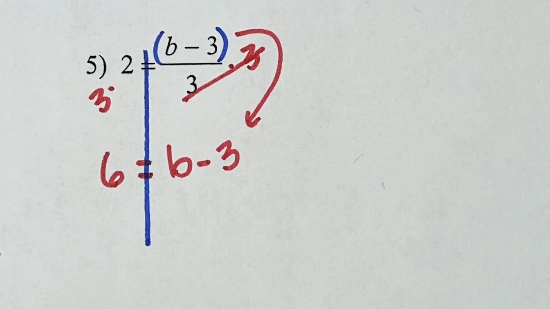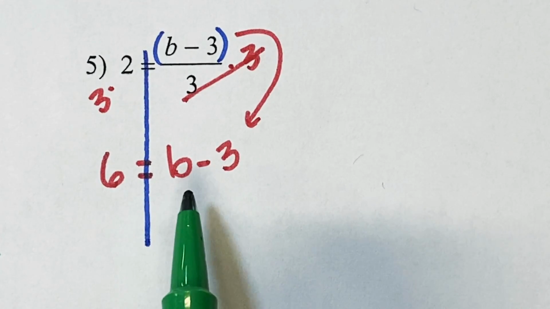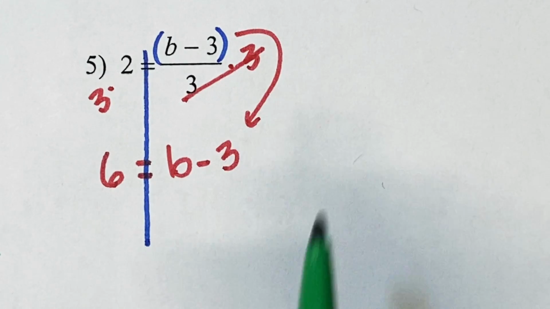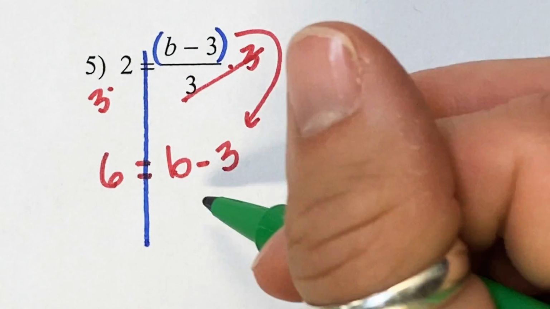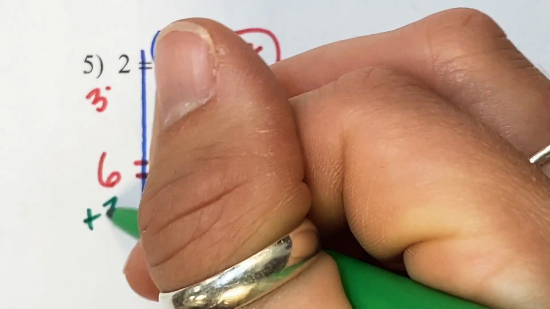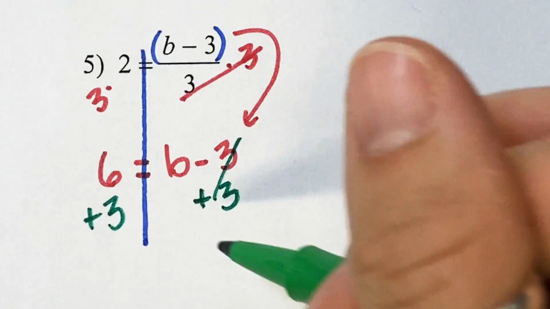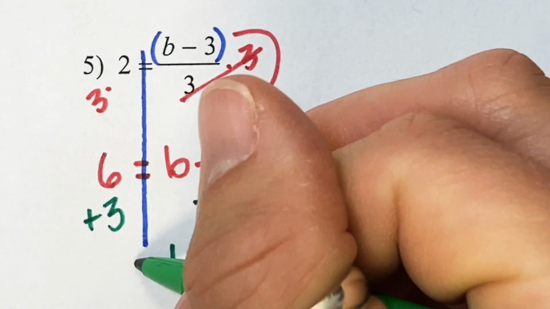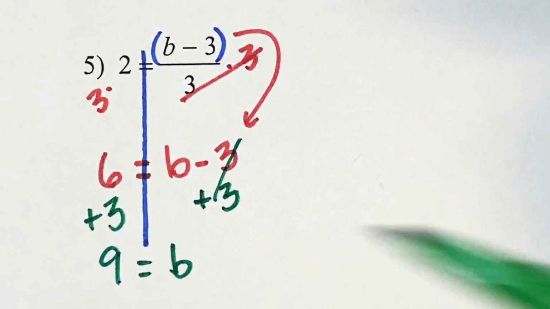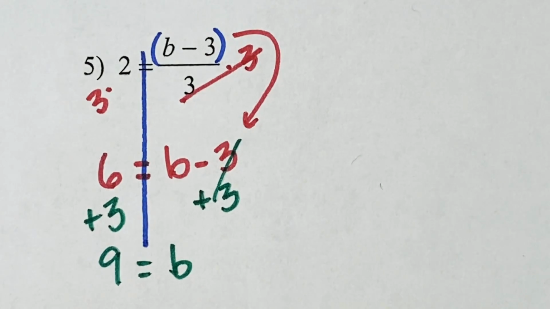That was our first step. Now we need our second step. The only thing left to get rid of is this minus 3. How do we get rid of a minus 3? Or what's the opposite of subtract 3? We add 3. That gets rid of that. Whatever we do to one side, we have to do to the other. Bring down your b equals 6 plus 3, which gives me a 9.